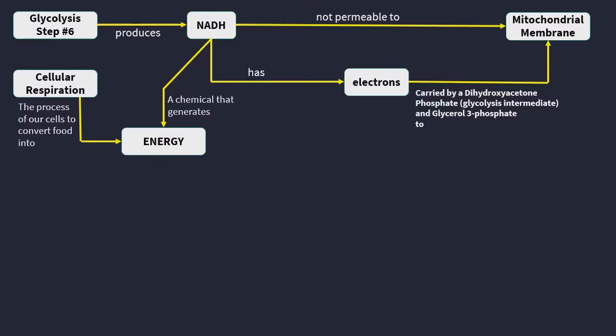This is one of the products of glycolysis. That's why it's called a glycolysis intermediate. And another molecule called glycerol 3 phosphate. So these are the ones that will bring these electrons into the mitochondria.